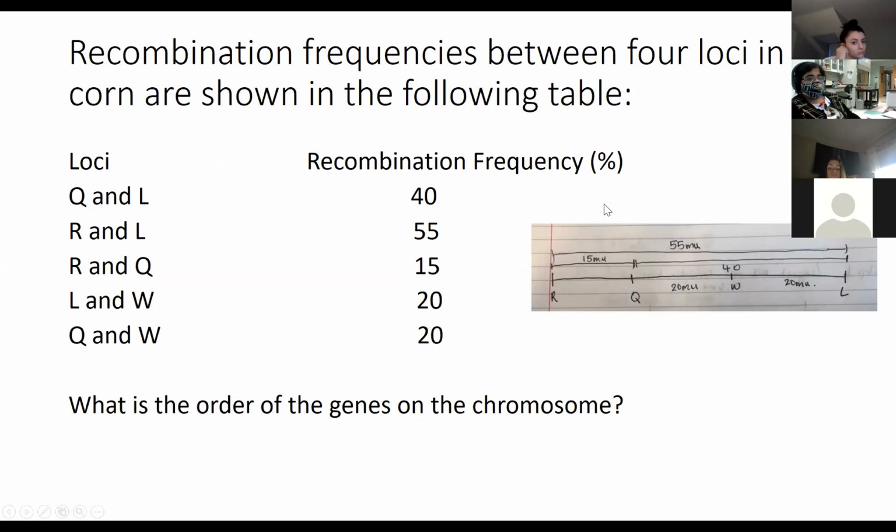Then we look at the next remaining one, right? So we have W. W is 20 map units away from Q and L, right? So with Q and L, you already have it at 40. So when you look at these numbers, you can tell that it is smack in the middle of Q and L, right? Does that make sense? So that's how you would get this order. Does that make sense? Yeah, thank you.